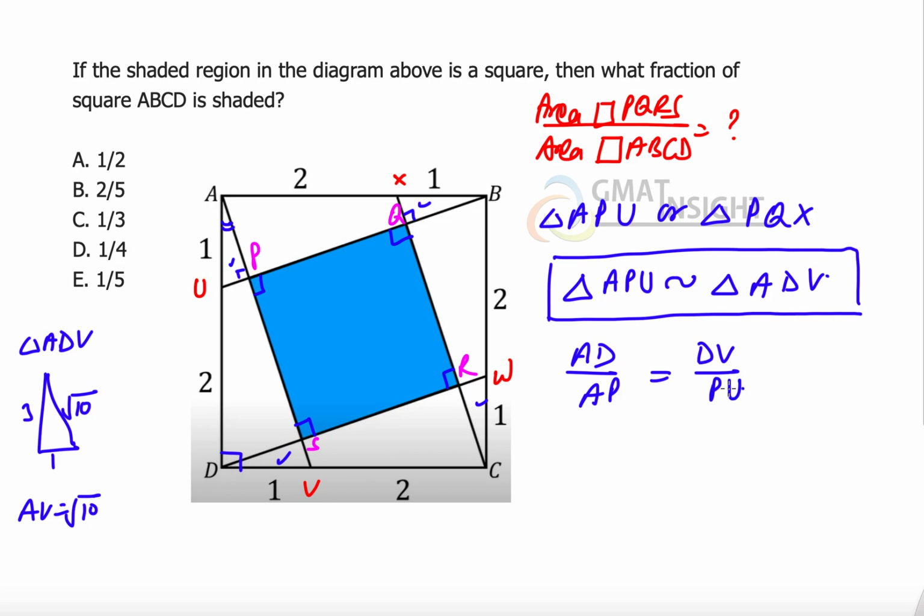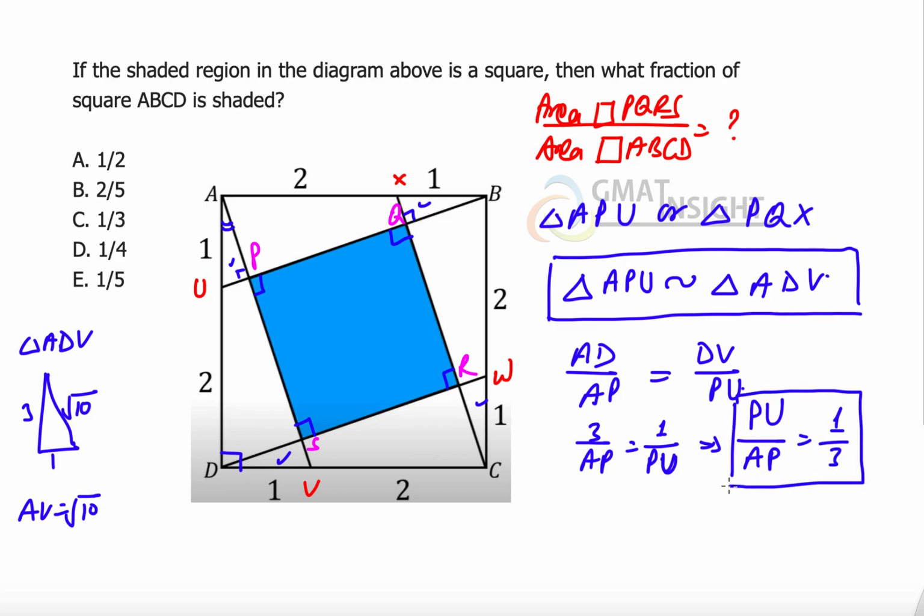Now we know that AD has a length equal to 3, so 3 over AP is equal to DV, which has length 1, over PU. That means PU divided by AP also has the ratio 1 over 3. So if this side is x, then AP will be equal to 3x. We also know that x square plus 3x square should be equal to the hypotenuse square, that is 1 square. That means x square is equal to 1/4, which means x is equal to 1 over 2.